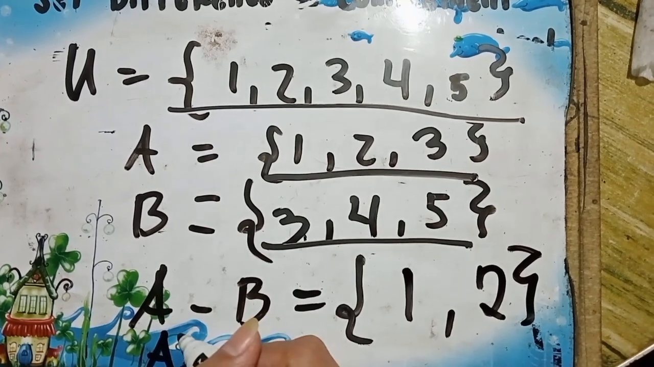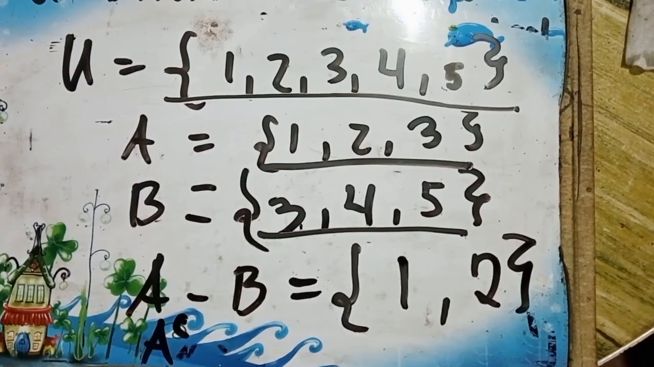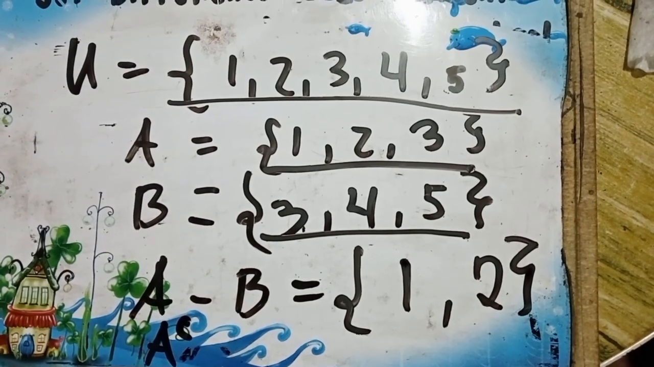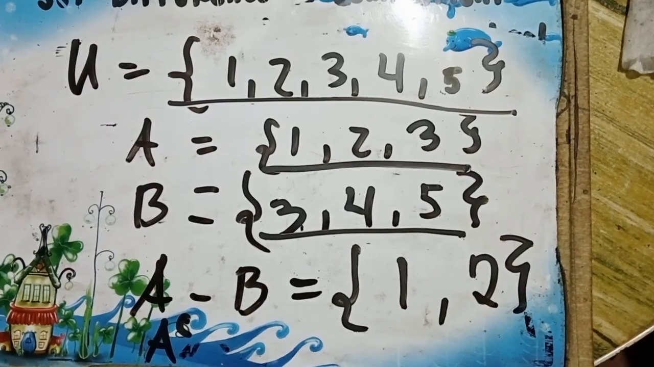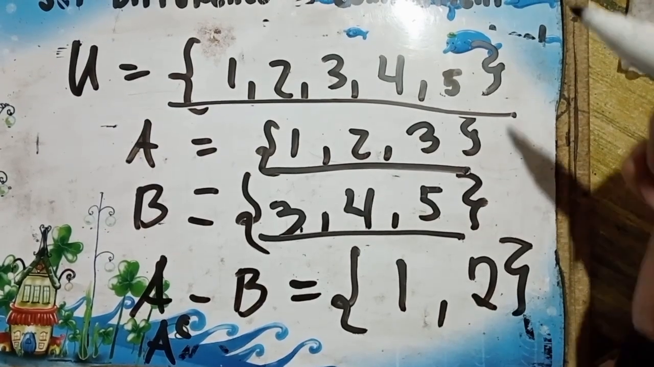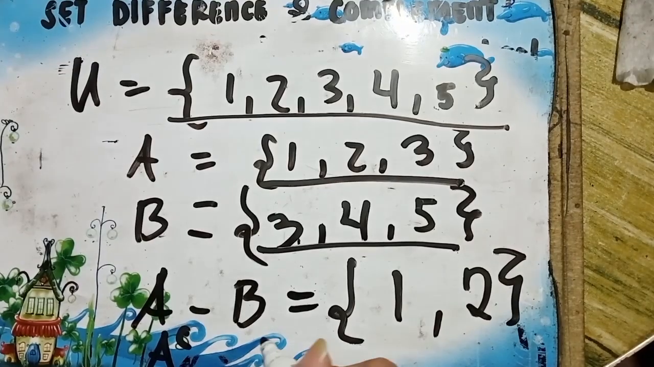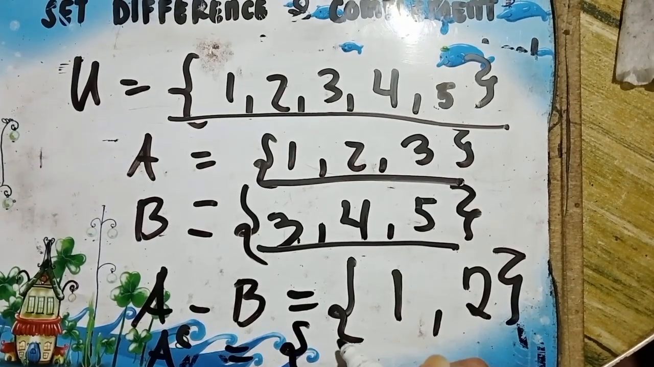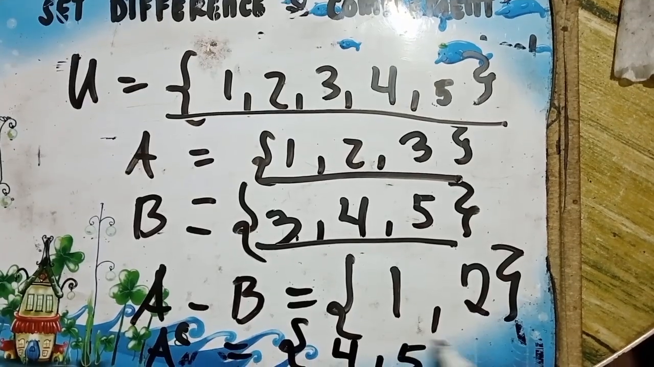Now, let's move on. What is our A complement? Again, A complement is the elements in the universal set that are not in A. What numbers are in our universal set that are not in A? So our A complement is 4 and 5.